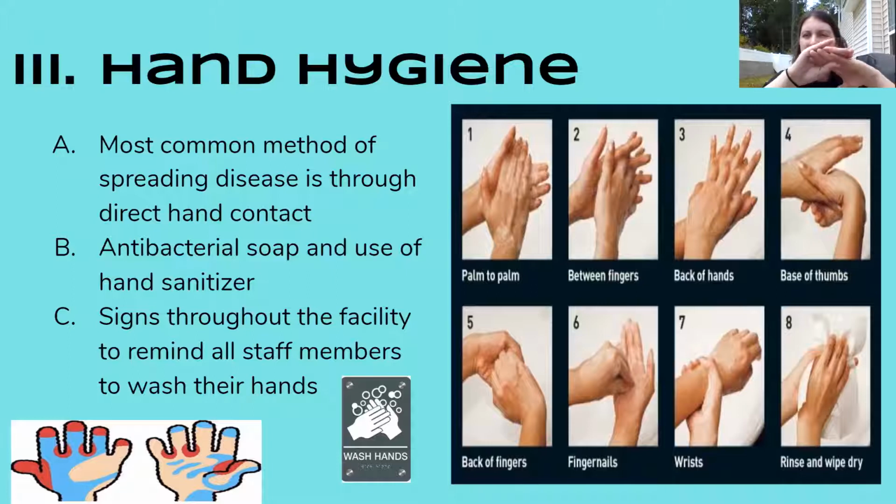Get the backs of your fingers. Get your fingernails, like on top and even under. Go all the way to your wrist, because your gloves are going to be on your wrist, and then you want to rinse and dry. There's a lot of our hands that we don't actually end up washing.